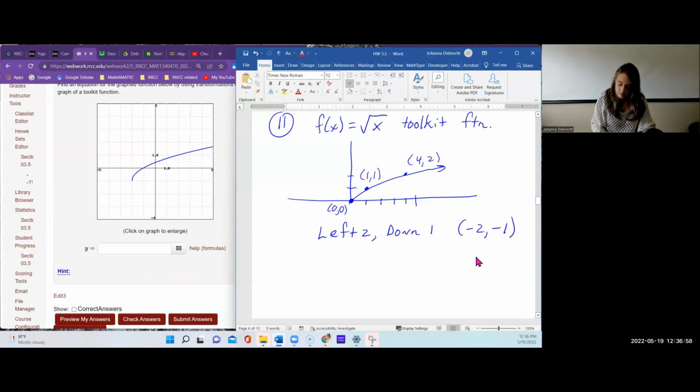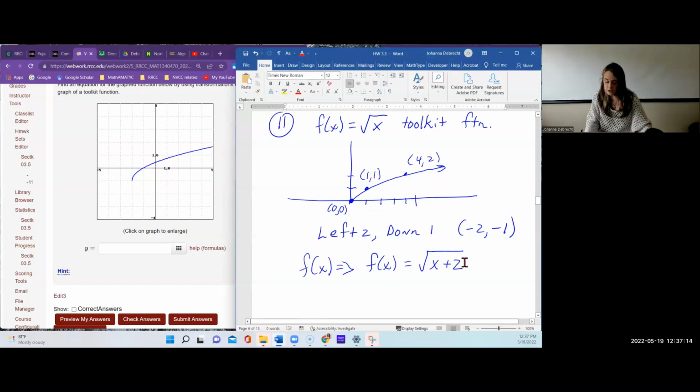Left 2 can be accomplished by transforming our Toolkit function into a function where f of x is equal to the square root of x plus 2. Remember, when it's under the main operation, it does the opposite to what you'd expect. I think plus would move it to the right, so of course it moves it left. And then down 1 is outside the main operation, so it does what I expect, and I get a minus 1. I almost put a 2 again. I think it should be the square root of the quantity x plus 2, then minus 1. Let's test and see.